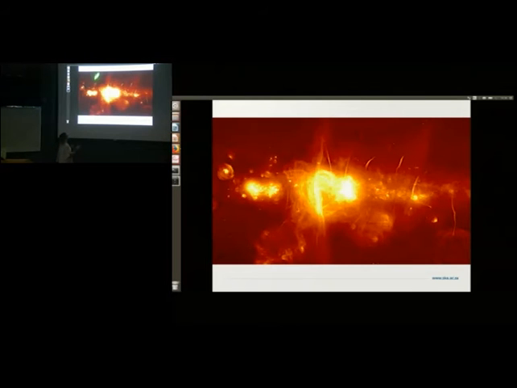The red parts are the lower, you can't say not so bright, but the yellow ones are brighter, and then the white parts are the absolute brightest objects in this image.